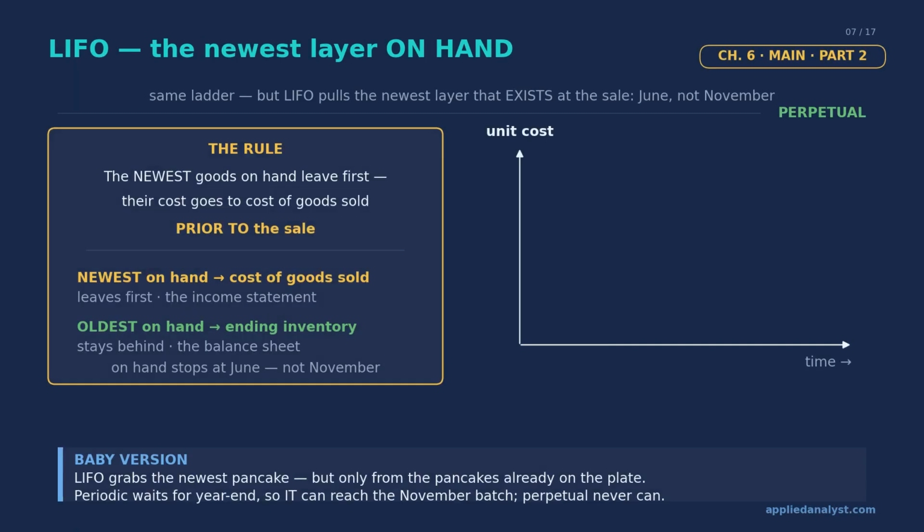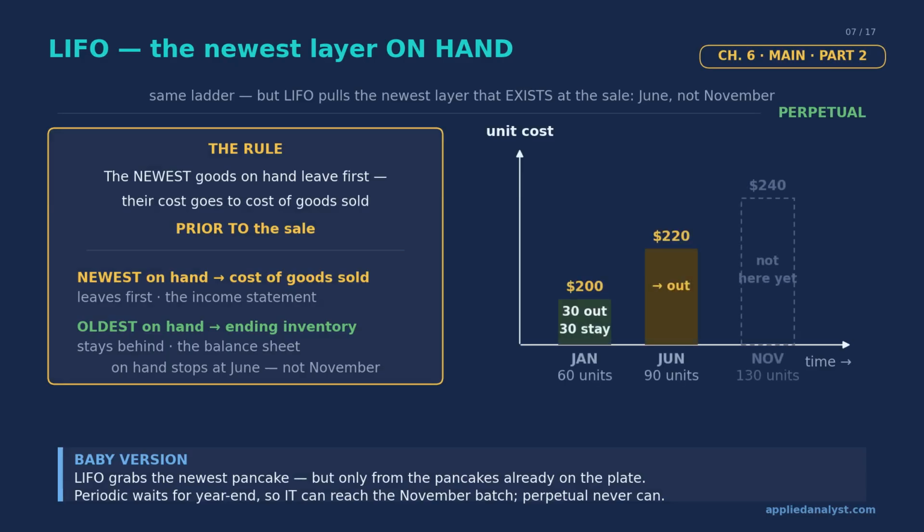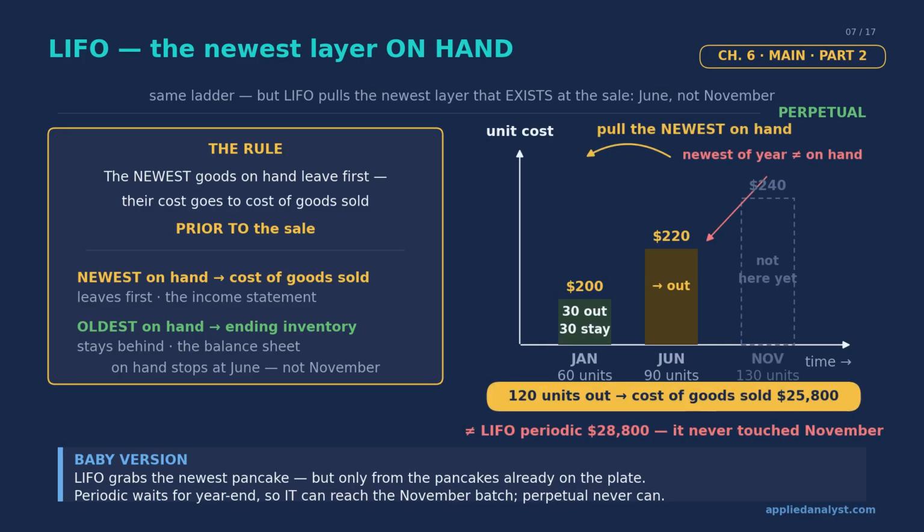LIFO flips the reach, last in, first out, pull the newest layers into cost of goods sold. But here's the trap, and it's the whole point of perpetual. Watch the graph. At the August 20th sale, the November layer at 240 does not exist yet. Grayed out, not here. So newest of the year is not newest on hand. The newest layer actually available at that moment is June. LIFO reaches for the top of what's on the shelf right now, June 1st, then dipping into January, and the cheap old January layer is what survives as ending inventory.